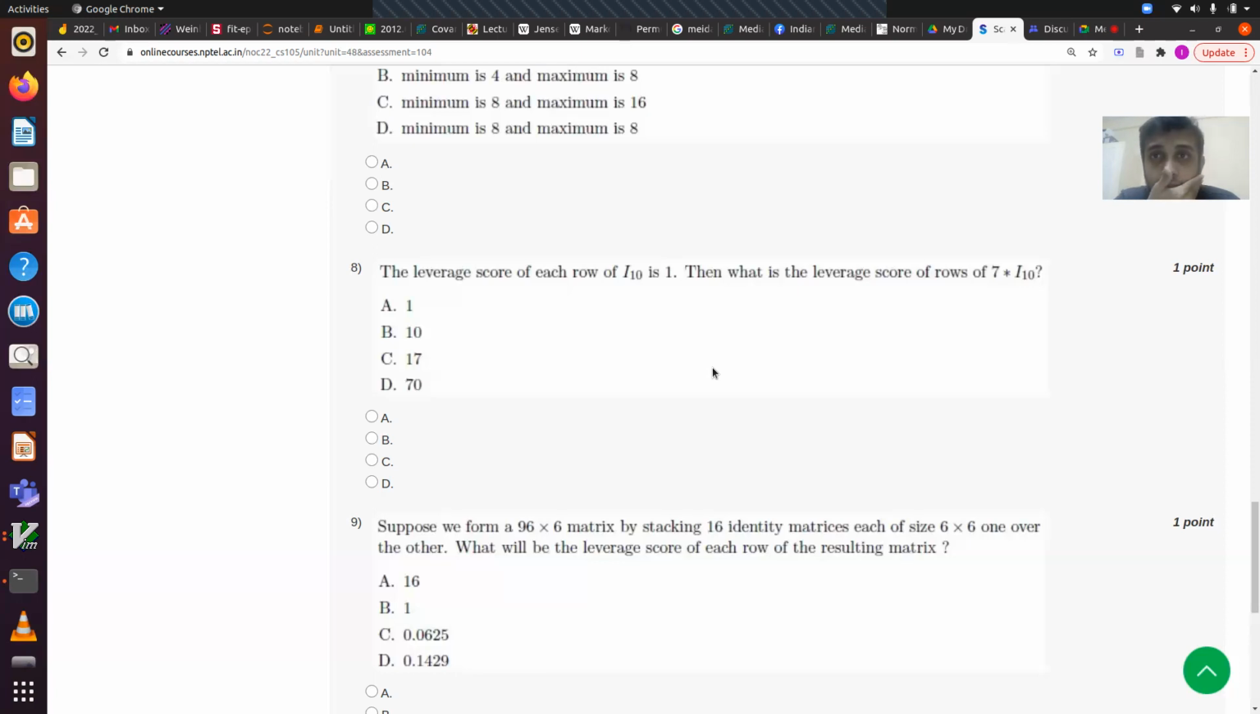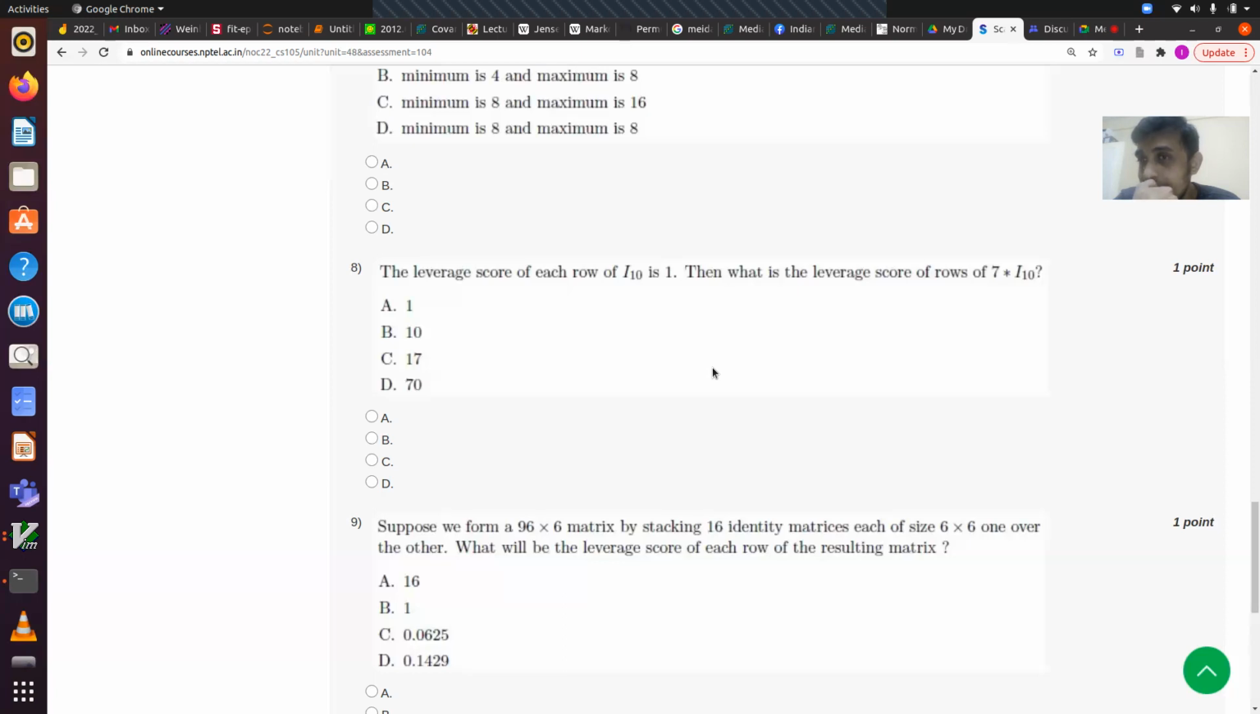No, do you know how I10 looks? Forget I10, how I3 looks? Do you know? I3 means 1 1 1 1 1 1 1 1 1 like that. No, it is the identity matrix. If you don't know the identity matrix, then you have to read what it is. Sir, identity matrix means every element is 1. No, that is not identity. Oh, diagonal is 1.